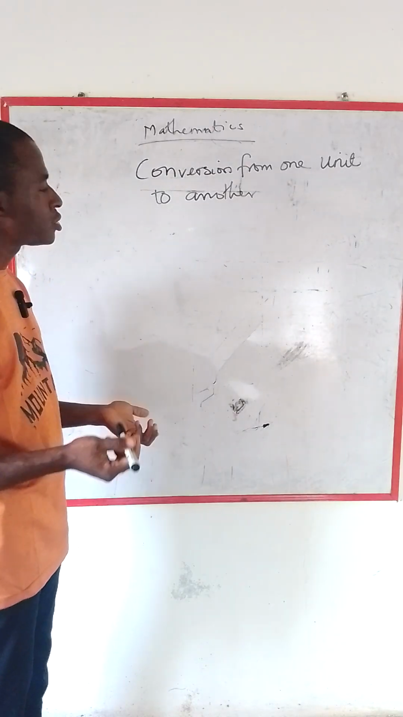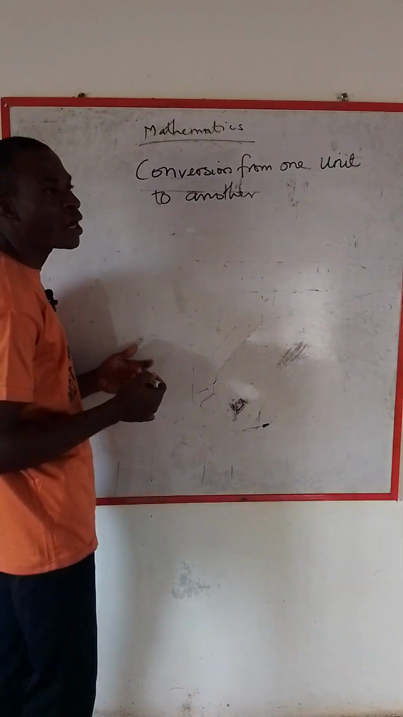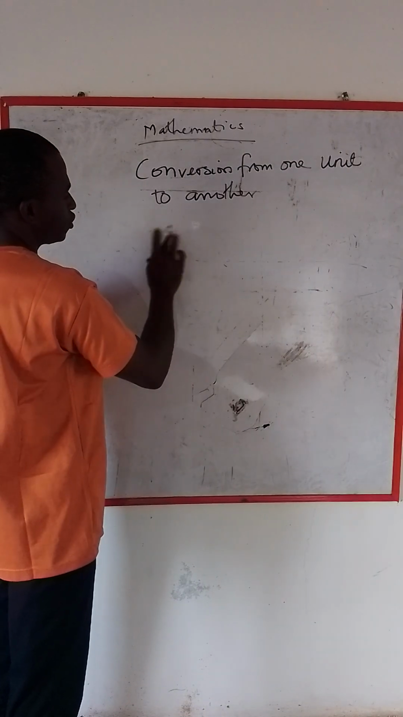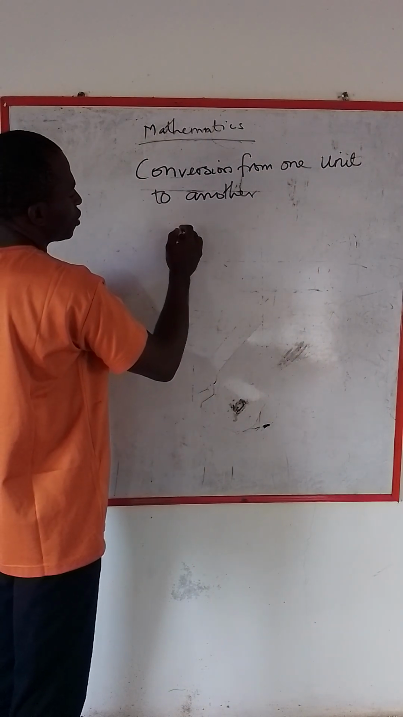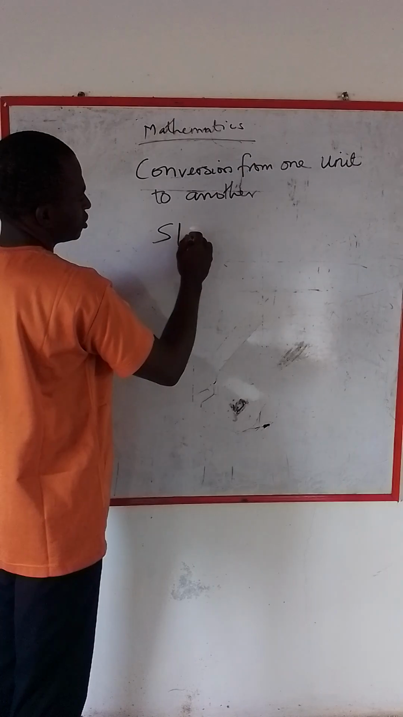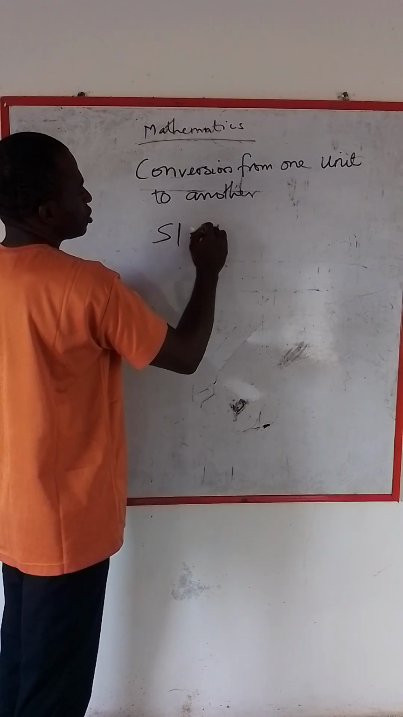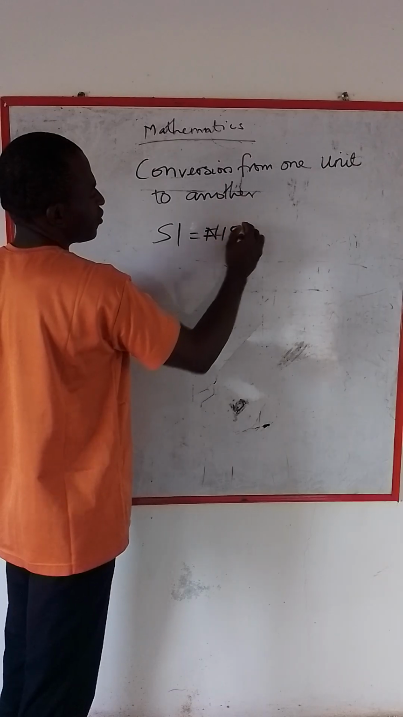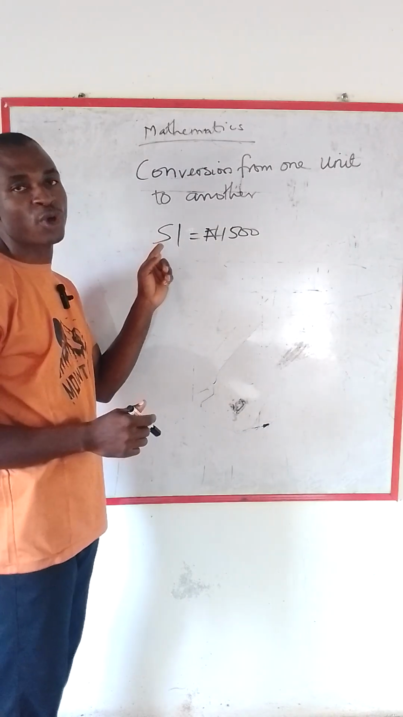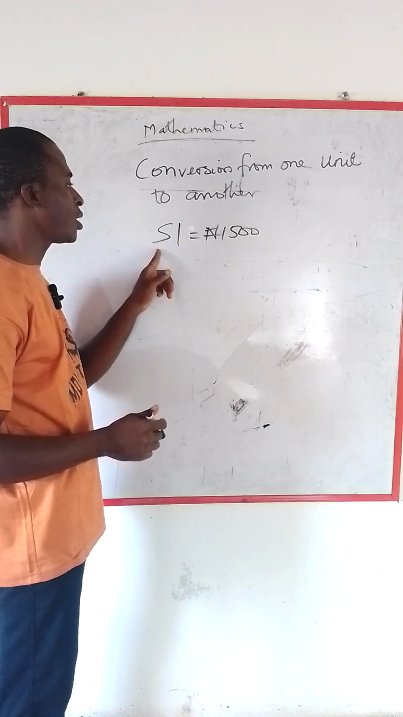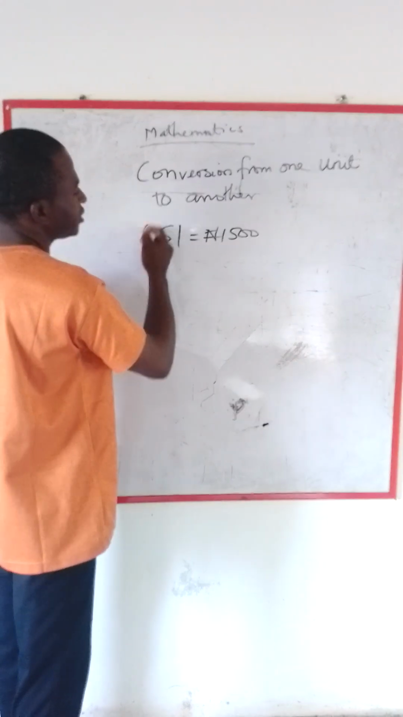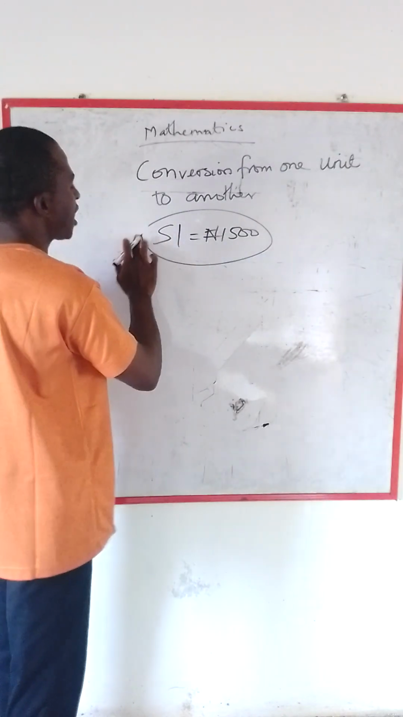Like currently, I think the dollar rate, $1 is almost equivalent to 1,500 naira, if not more than now. For example, now we're talking about $1. $1 is equal to, let's assume that it's equal to 1,500. So what we have succeeded in doing here is the relationship of dollar to naira, $1 equivalent to what? 1,500 naira.